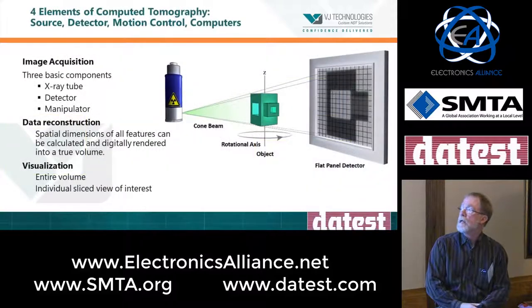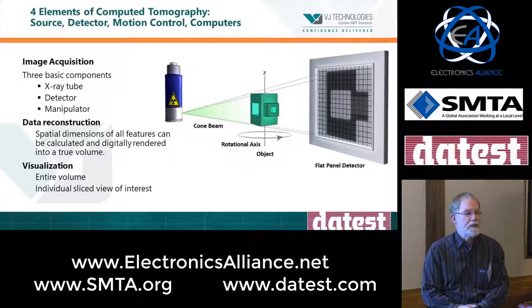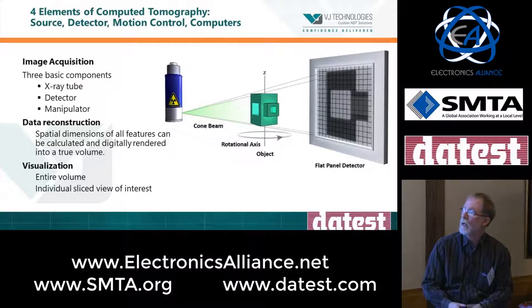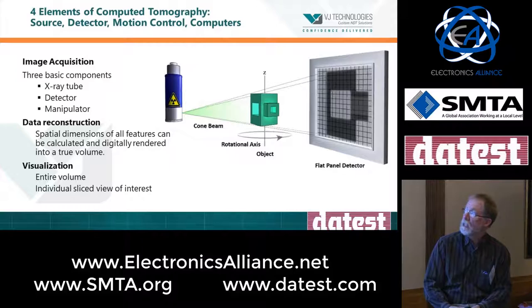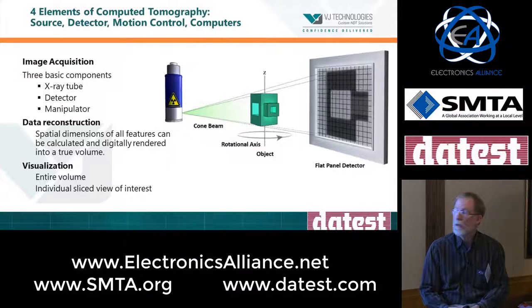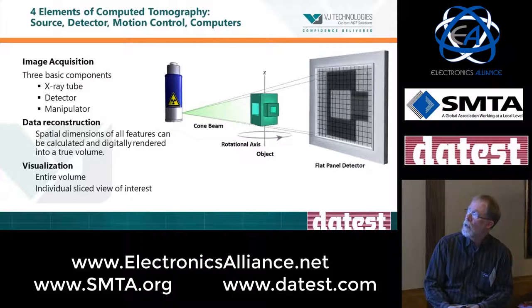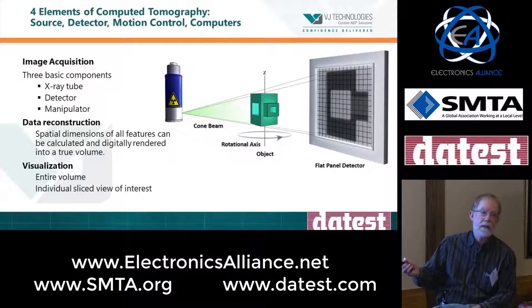In computed tomography, there are some basic elements that make any system work. I don't care if it's a DAGE system, I don't care if it's a VJ system, a GE, a Zeiss, whatever. You have to have some sort of an X-ray source. You have to have some sort of a flat panel digital detector that will take the photons and translate them into light, which can then be digitized so that you can analyze it. And you have to have some sort of a manipulator mechanism, usually here, something to rotate the object. This is kind of the basic schematic.